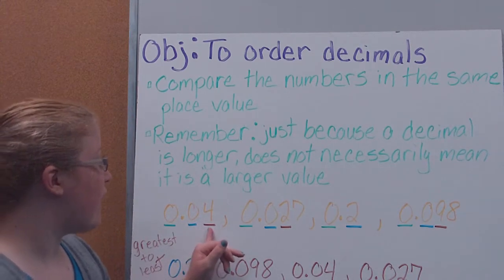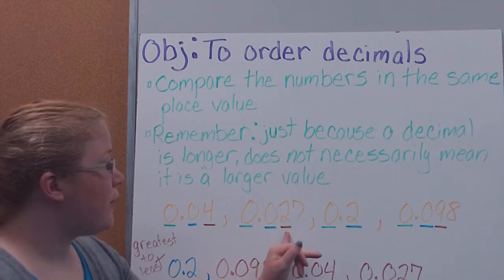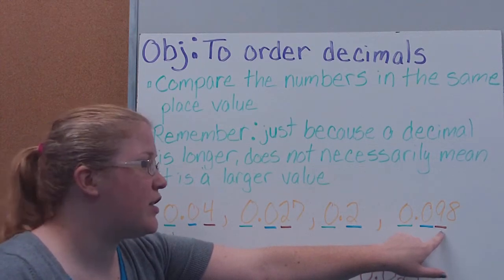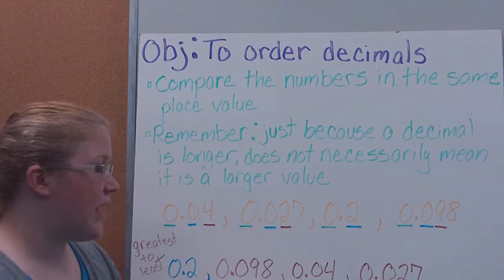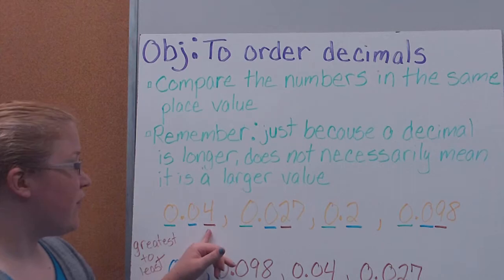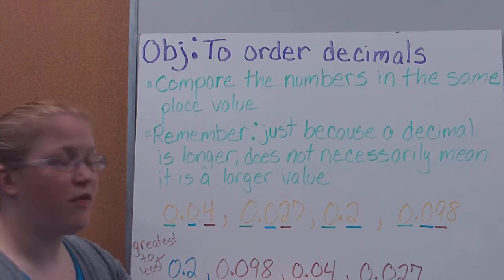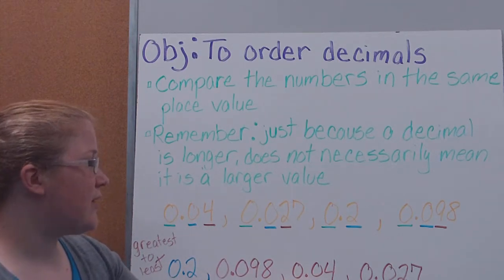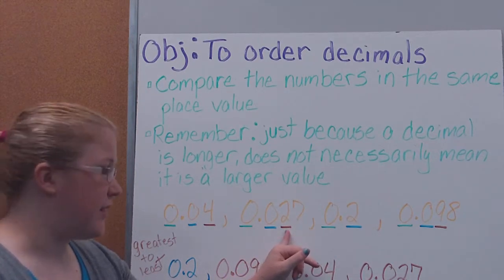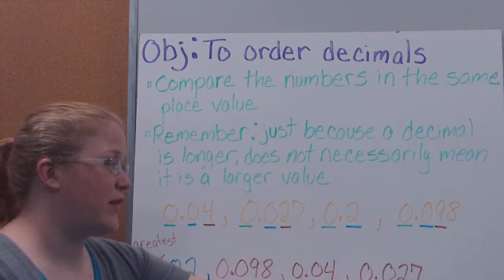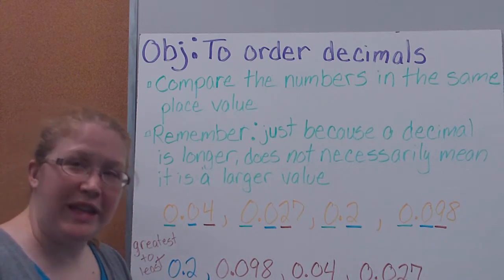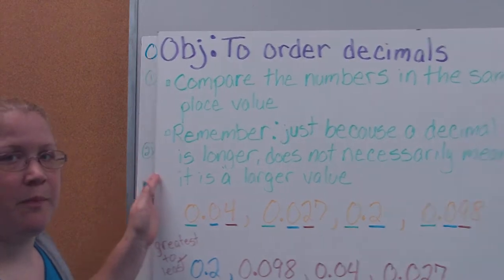But here you'll notice I have all different values. I have a 4, a 2, and a 9. Well, 9 is my largest digit, so 98 thousandths is actually my largest. Next largest, 4 is my next biggest number, so 4 hundredths would be my next. 2 is smaller than that, so that will end up being my least number. So I've got 27 thousandths being the smallest number. So just pay attention to your place value and you'll be fine.